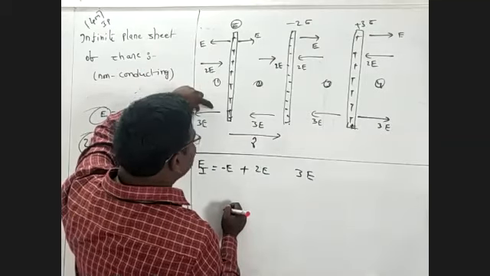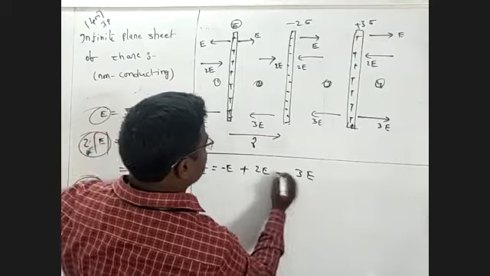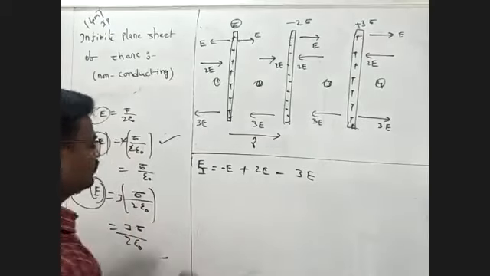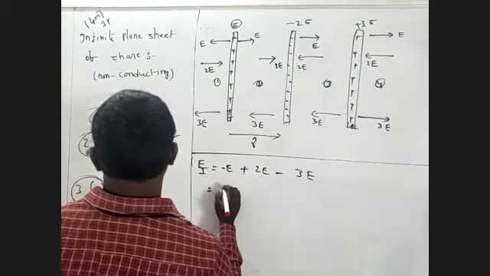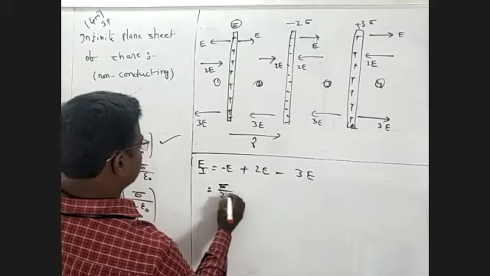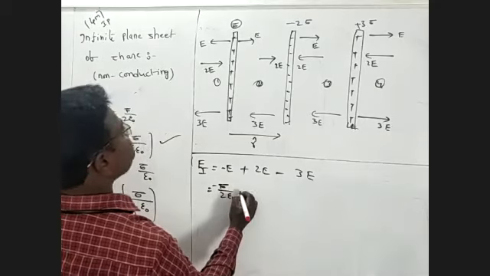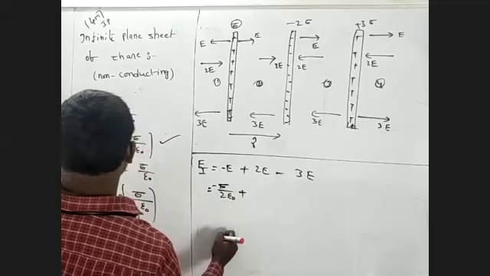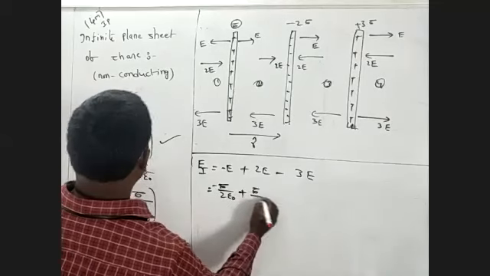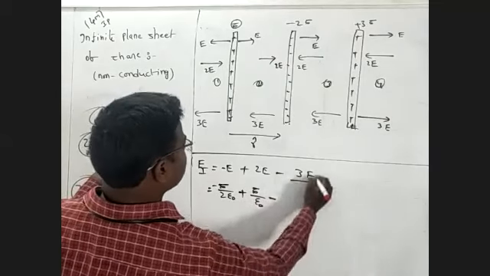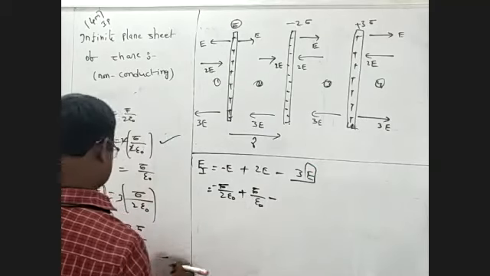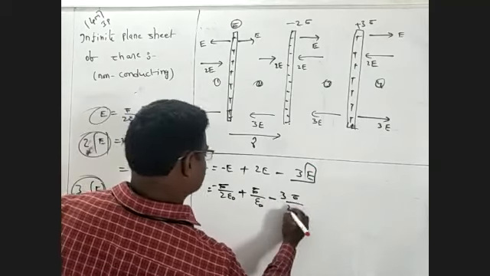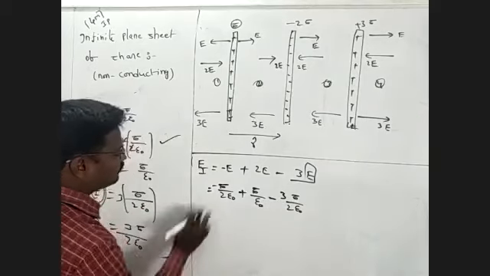Direction of 3E and direction of r cap are in opposite directions, so we take minus. Now this is minus E, where E means sigma by 2 epsilon naught, minus. Next, plus 2E, which is sigma by epsilon naught, minus 3E, where 3E means 3 sigma by 2 epsilon naught. Now we are going to calculate.